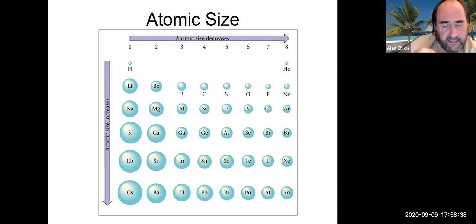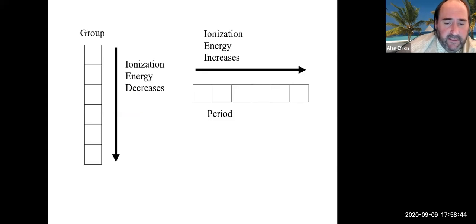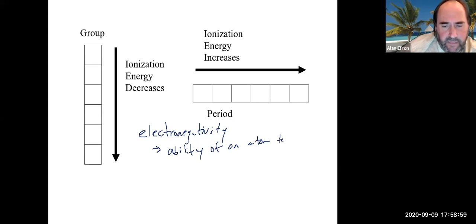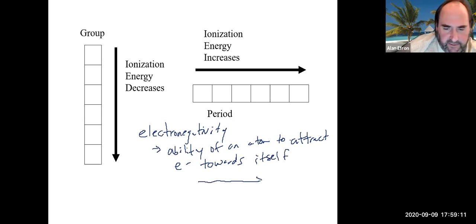So that trend, ionization energy, is important, atomic size, and let's just add one more trend to that, which is what is known as electronegativity. And we'll talk more about this as well in the next chapter. Electronegativity is the ability of an atom to attract electrons towards itself. So on the periodic table, it increases as you go this way, with fluorine being the most electronegative element you could have. And it decreases as you go down.